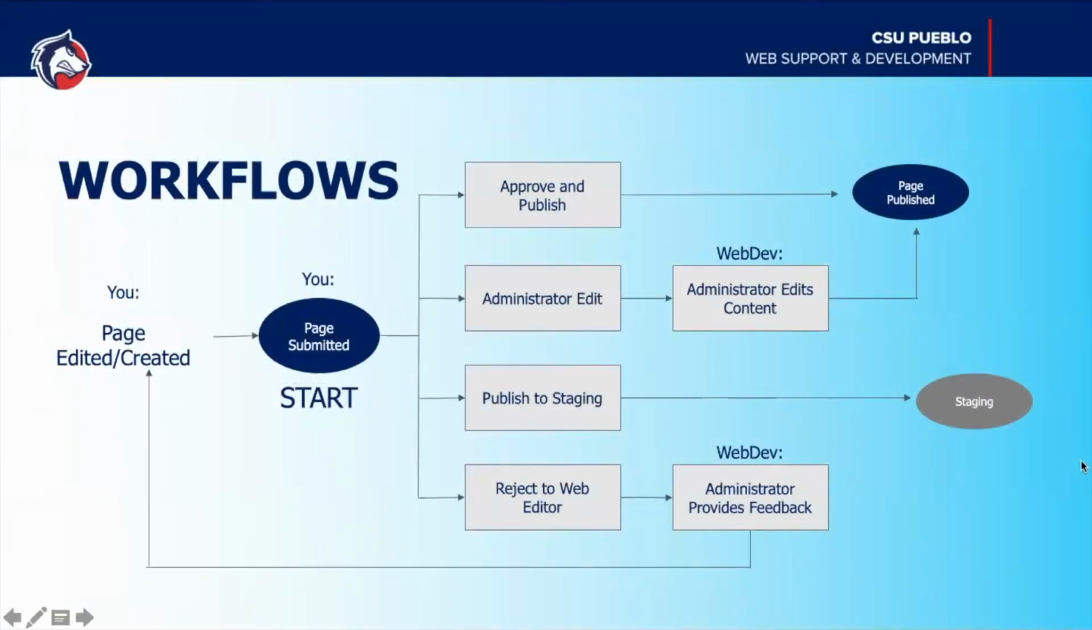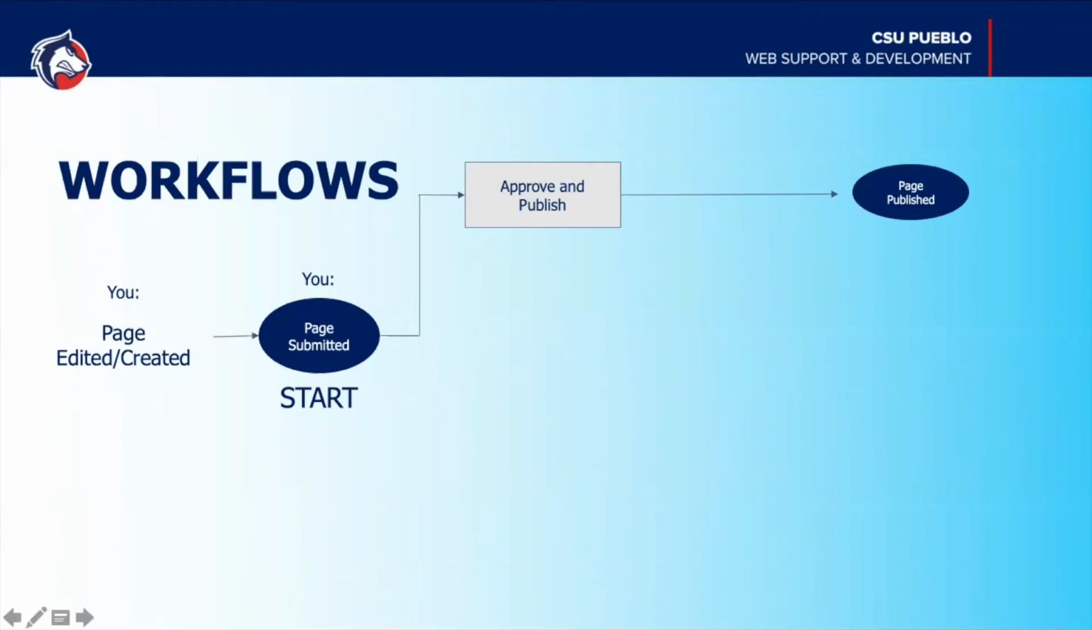This flowchart shows what happens after an editor submitted workflow. There are 4 things that can happen during this process. So the first thing that can happen when you edit or create a page, you submit that page to workflow as we just went over. The administrator will see that the page looks fine. There's no issues, no accessibility concerns. We would just click approve and publish, and then that page is live instantly. So that's the end of that workflow.